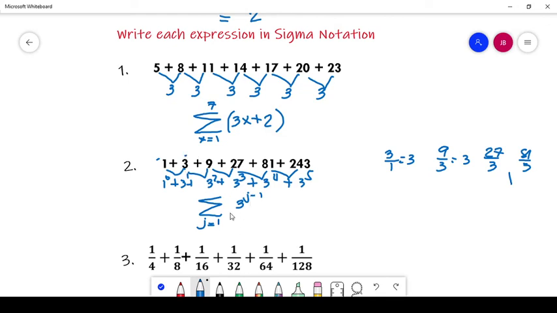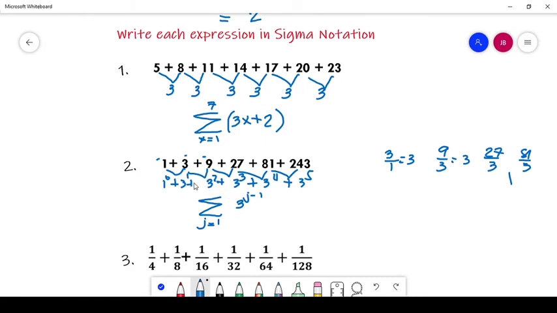3 raised to, this time 3. 3 raised to 3 minus 1. So we have 3 minus 1 is 2. So 3 raised to 2 is 9. Okay, so it satisfies also our series that we have. So it means to say that itong ating term, 3 raised to j minus 1, it satisfies our series. So it means to say this is the correct one of rewriting the sigma notation.